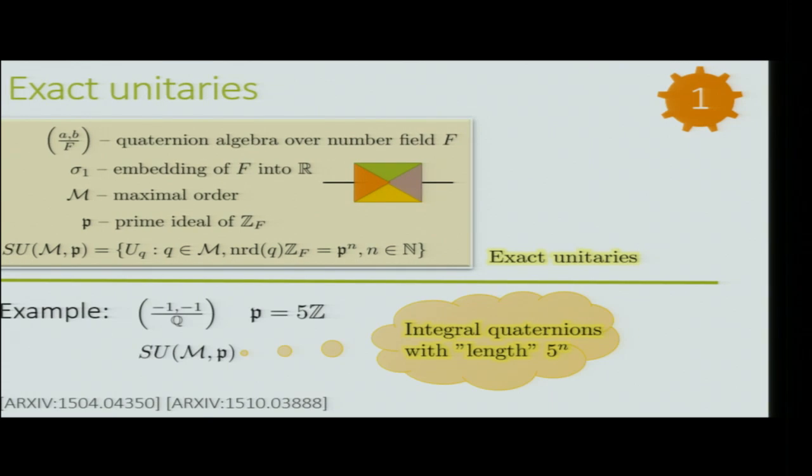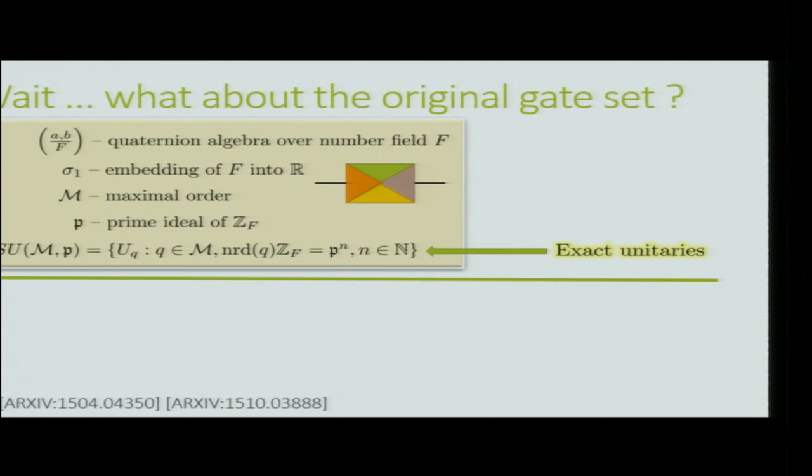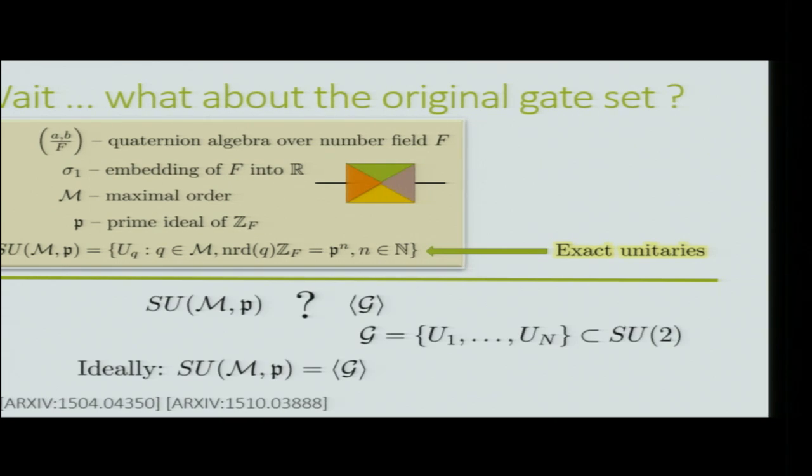Okay, so we have exact unitaries, right? And here's where some disconnect appears. Our original gate set was just defined using a bunch of unitaries, but now we define this set coming from prime ideals in a maximal order, and it turns out that currently we don't have a very good algorithmic solution to this question. How do you go from here?